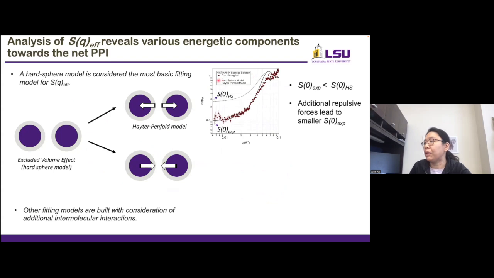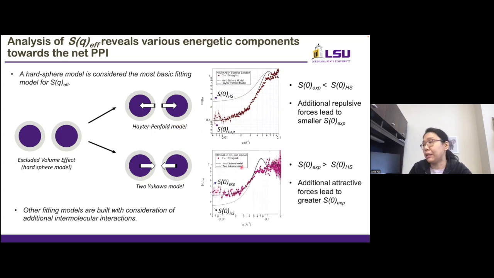All right, so for example, this is a structure factor profile that we measured from NISTmAb prepared in sucrose solution at a protein concentration of 130 mg per ml. And we can see that the hard sphere model cannot be used to fit the data. The S of 0 value derived from the hard sphere model is greater than that measured from the experiment. So in this case, additional repulsive interactions are present between the protein molecules. In this case, we use the Hayter-Penfold model to account for such repulsive interaction.